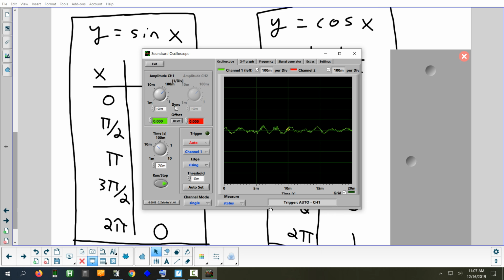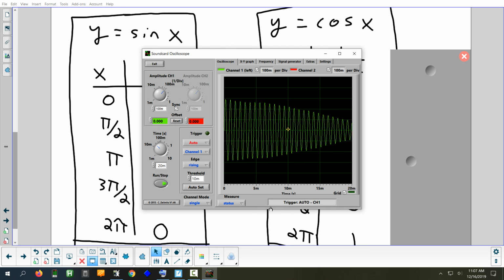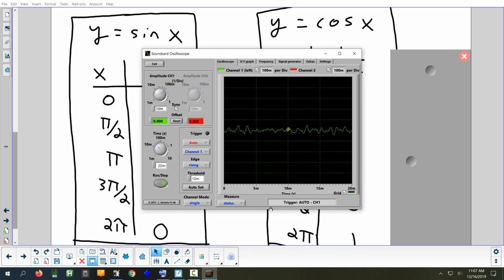So let's see. Kind of moving a little bit, but it was a nice sine wave. So, okay. Maybe you're too far away. No, I think it's directional. There you go.